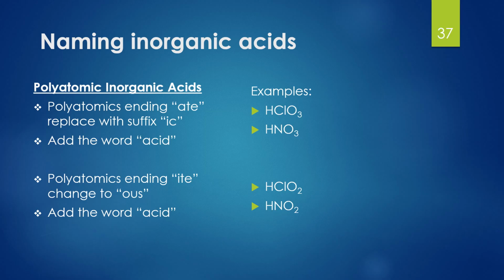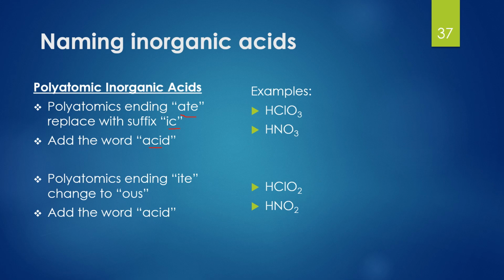If the polyatomic ends with ATE, then you replace the suffix, meaning you replace the ate with ic, and add the word acid. Notice we're not writing hydro at all. We only write hydro for the halogen monatomic inorganic acids. So no hydro on the polyatomic ones.